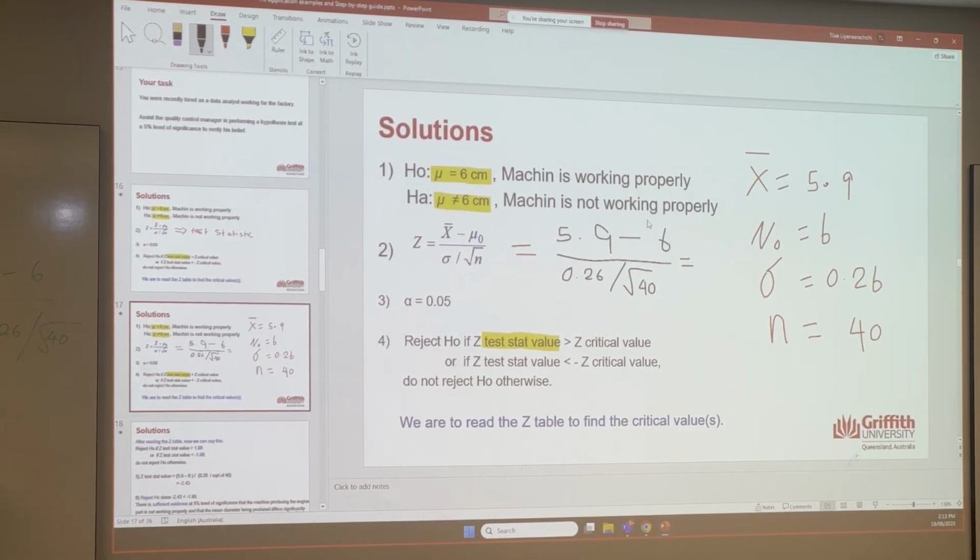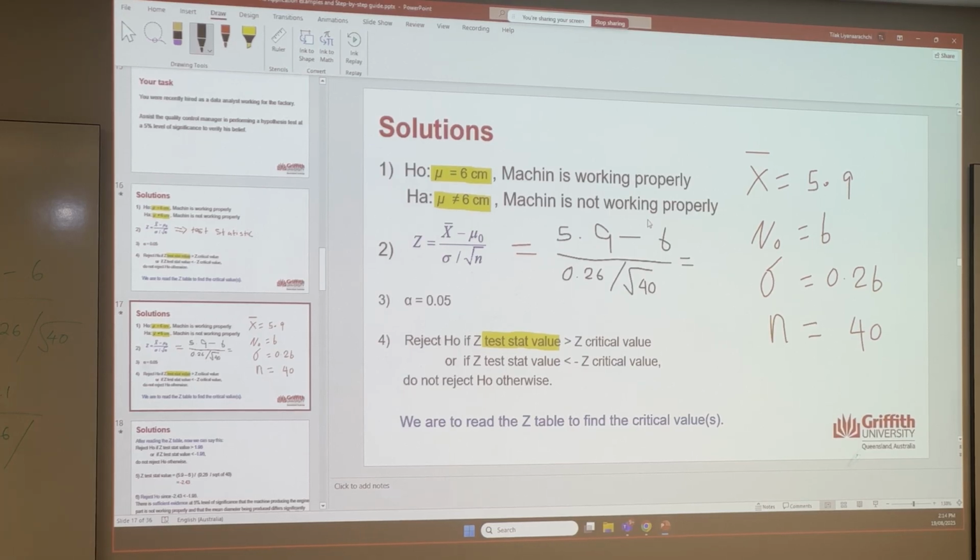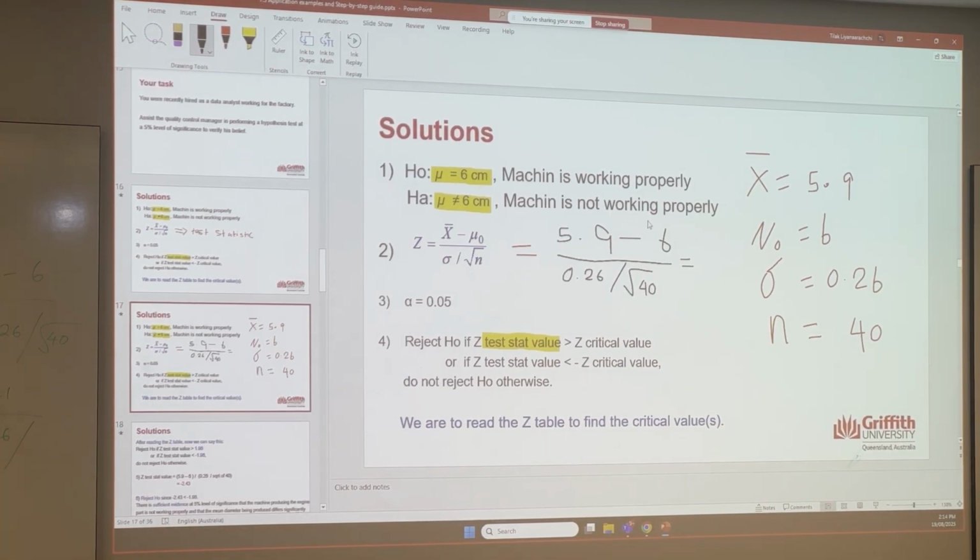If you don't know how to do it, first 5.9 minus 6 is minus 0.1, is that right? And then 0.26, how much is the square root of 40? 6.32. Is that correct? Everyone got the answer?